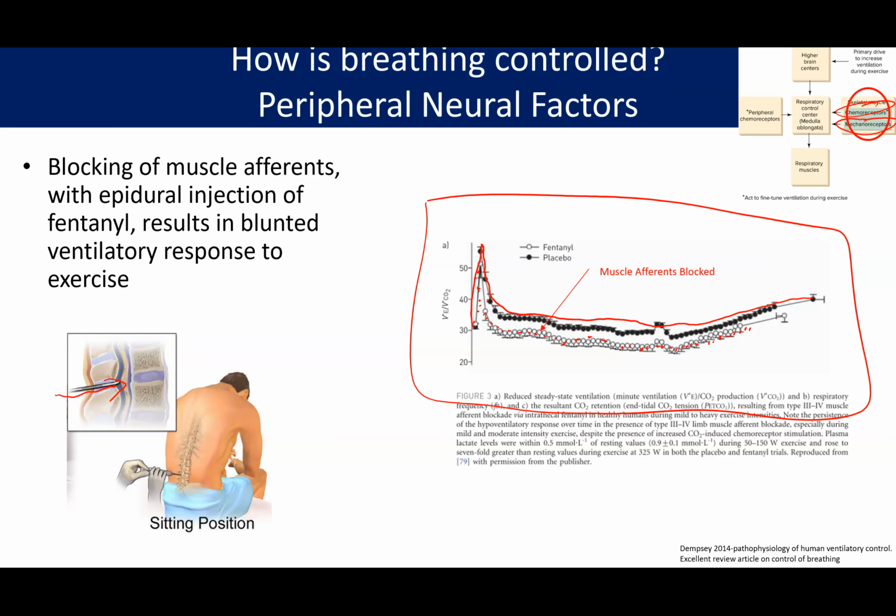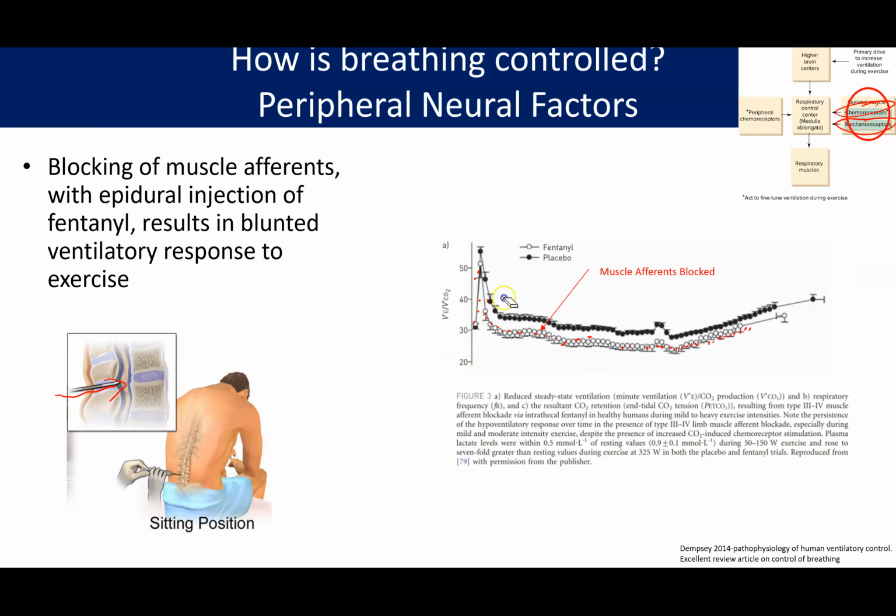And because the breathing response was blunted, when these people exercised, they actually had lower oxygen content in their blood. They were hypoventilating, having less oxygen than they needed, and they delivered less oxygen to the mitochondria, which meant they couldn't reach as high an exercise capacity.